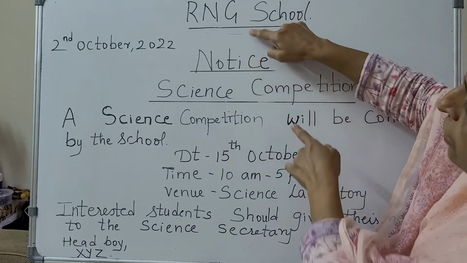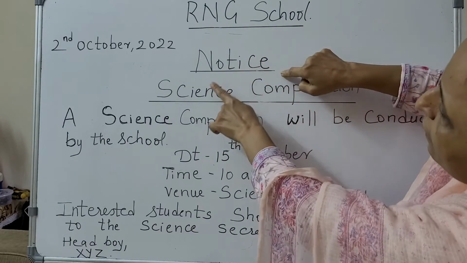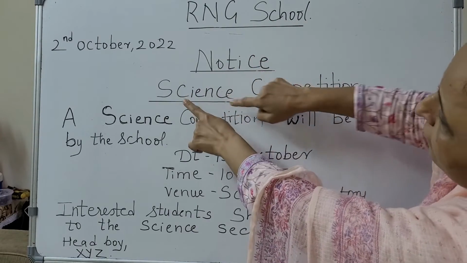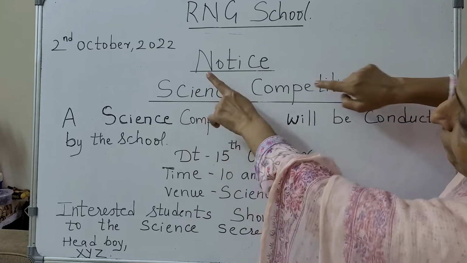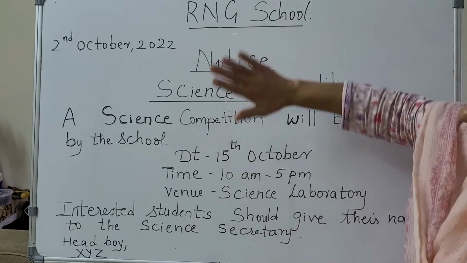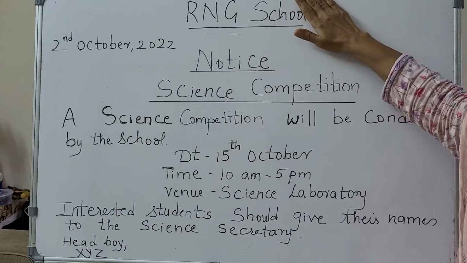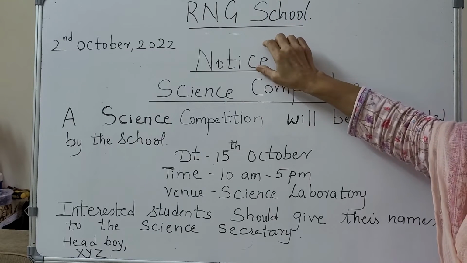Here again, just below this line, you write the notice 5 centimeter. Leave 1 line, make a line of 10 centimeter. Write this. All these things are given in question. The name of the organization, notice you have to write yourself.